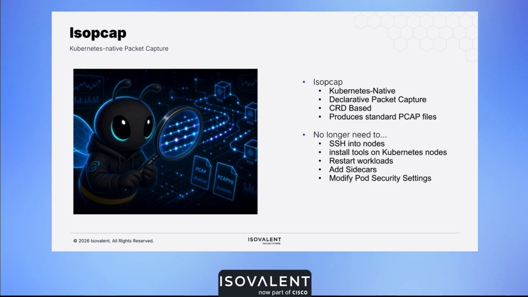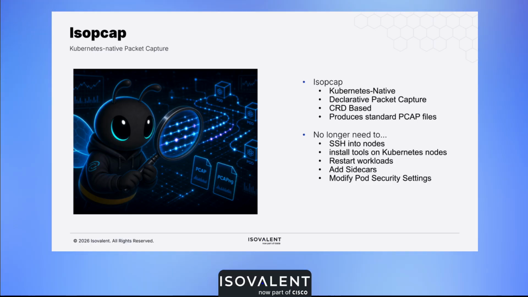Isopcap is a Kubernetes-native packet capture tool from Isovalent. It gives platform teams a declarative way to capture pod traffic using Kubernetes custom resources, while producing standard PCAP files that networking, security, and application teams can analyze with familiar tools like Wireshark and tcpdump.